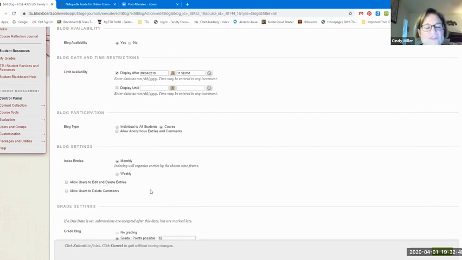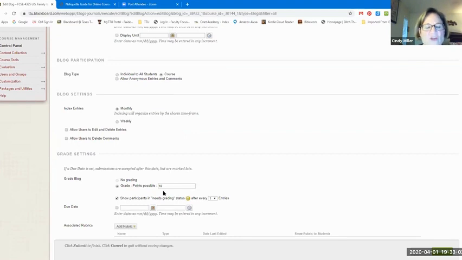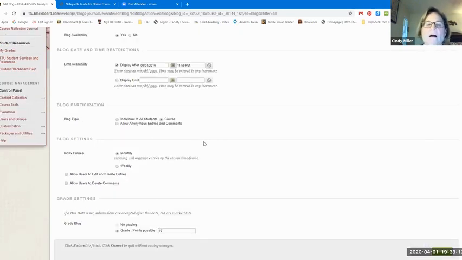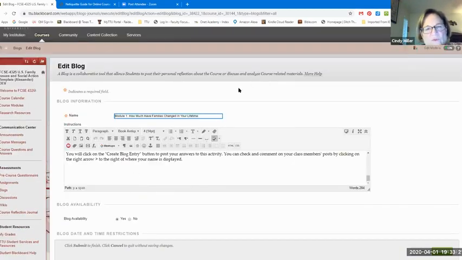You can allow users to edit and delete entries. I do allow my students to go in and change their blog entry if they feel like they need to reword some things a little bit better. But they can't go in and delete comments and everything. So once they make a comment, and then you can also add grade points. And again, add a rubric if you'd like to. If you don't have one, you can create a new one here and add it there. So you can grade each of the students' blog entries through that rubric. The rubric shows up right on the right, and there you are. You can do that also in Google Classroom as well, and I believe also in Schoology as well.